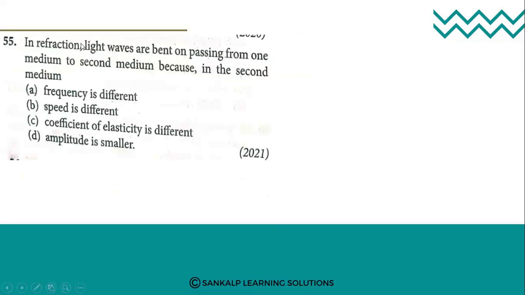See the next question. In refraction, light waves are bent on passing from one medium to the second medium because in the second medium... Yes, this is based on the refraction phenomenon. As you know, refraction is nothing but what? When light waves are incident on a surface, it changes the direction of propagation. This phenomenon is called refraction. Okay, this is the first medium and this is the second medium. Here what they are asking is why the direction of the light rays changes.